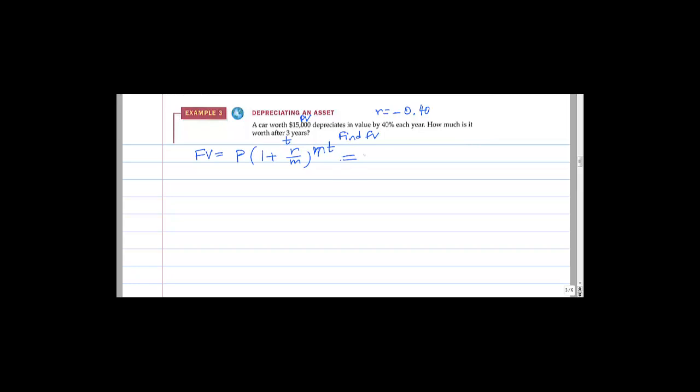So what is that? That is P, which is 15,000, times 1 plus, the rate is minus 0.4, divided by M. Each year it depreciates, right? So M is 1, times M to the M times T. T is 3. So that's negative 0.4 divided by 1.